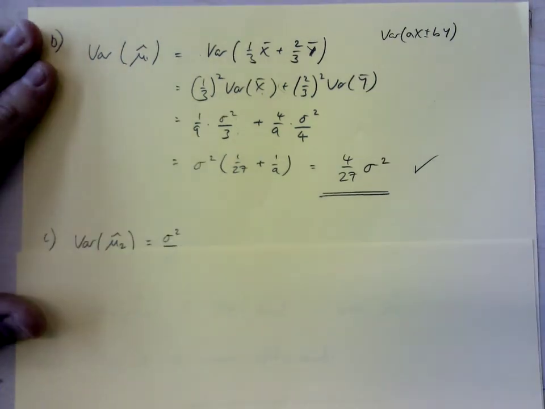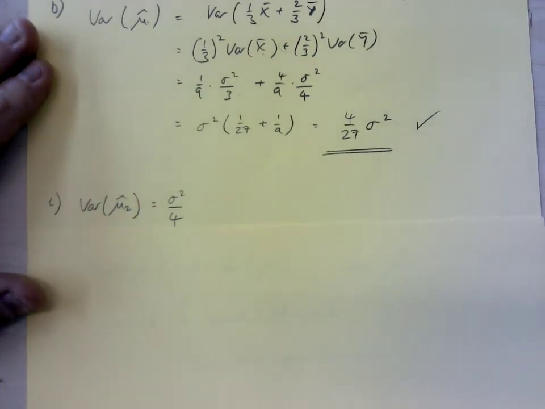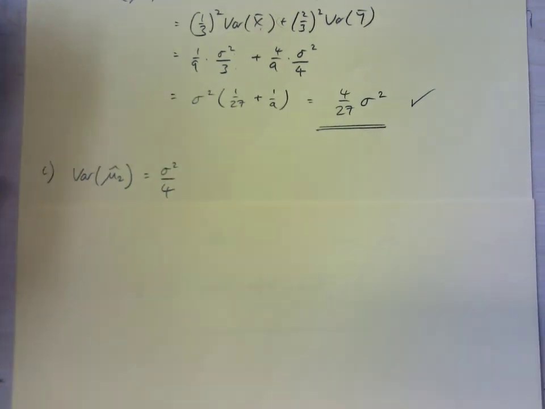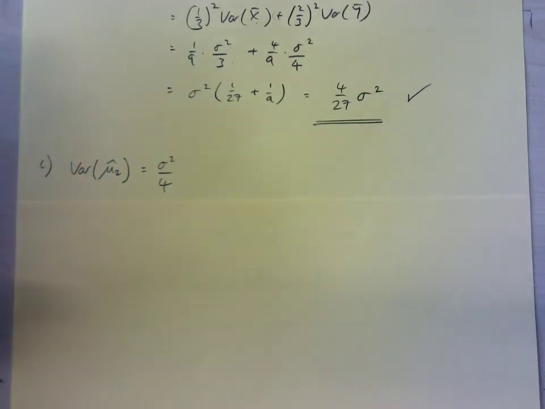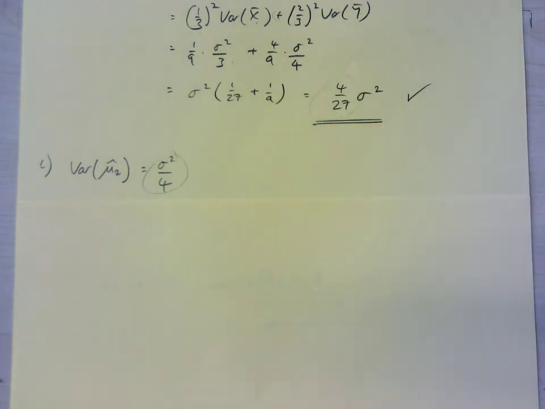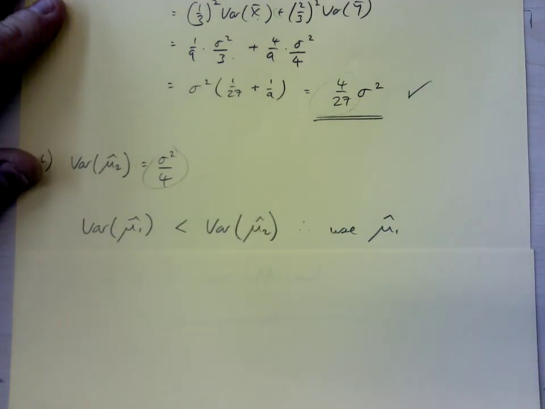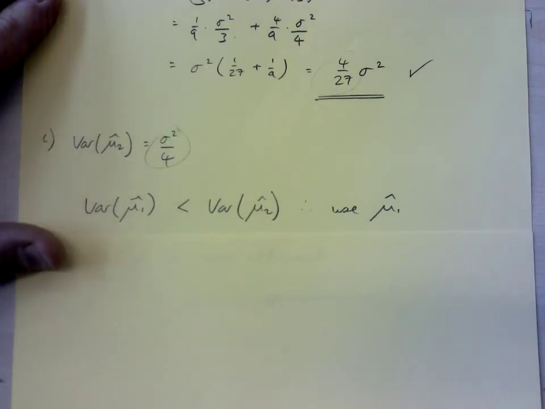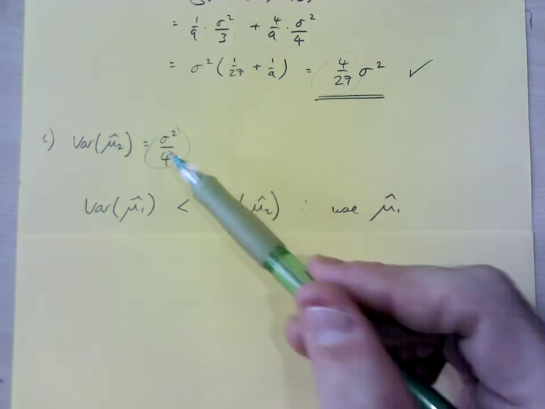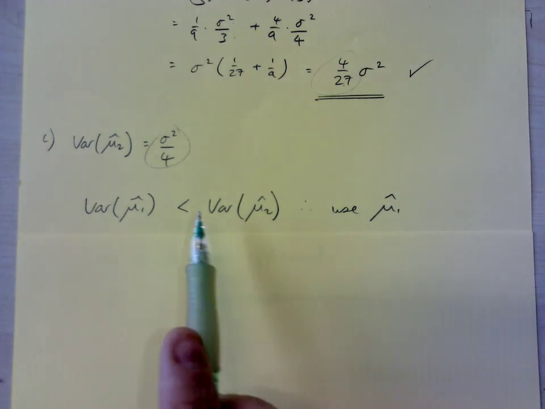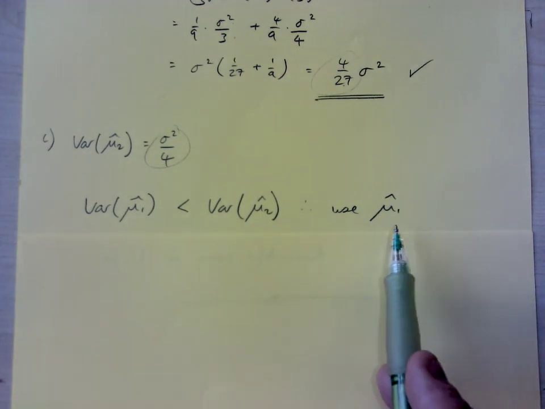Part C then gives us the variance of mu2 hat and asks which one you should use. If you've got a choice of unbiased estimates, the better one is going to be the one with the smallest variance. It's going to be more accurate. And so I just need to compare this value with this value and see which is smallest. Well, I've got that for mu1 hat, 4/27 is smaller than a quarter. So this is smaller than the variance of mu2, therefore use mu1.